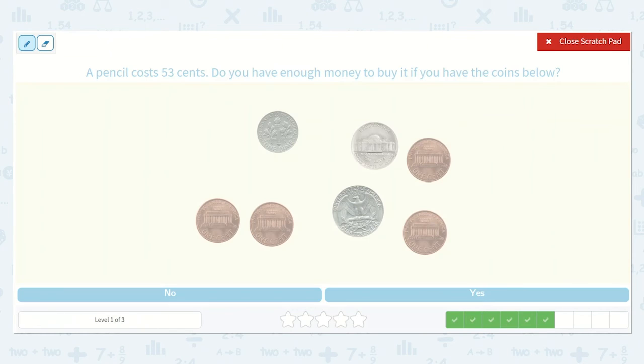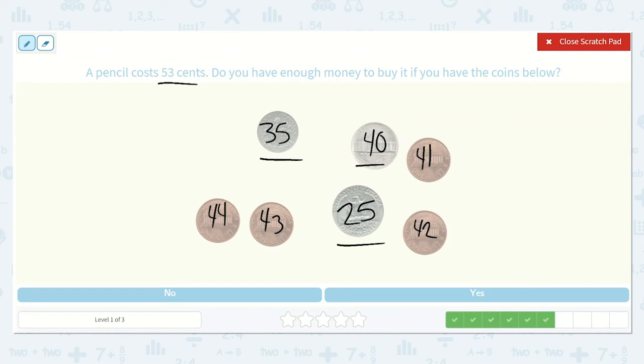A pencil costs 53 cents. Do you have enough money to buy it if you have the coins below? Let's see, let's start with our quarter. 25, and then 10 more is 35. And if we count by fives, 5 more than 35 is 40. Then we have 41, 42, 43, 44, and we circle it. All right, so if we have 44 cents, do we have enough to buy the pencil that costs 53 cents? Nope, we don't have enough.